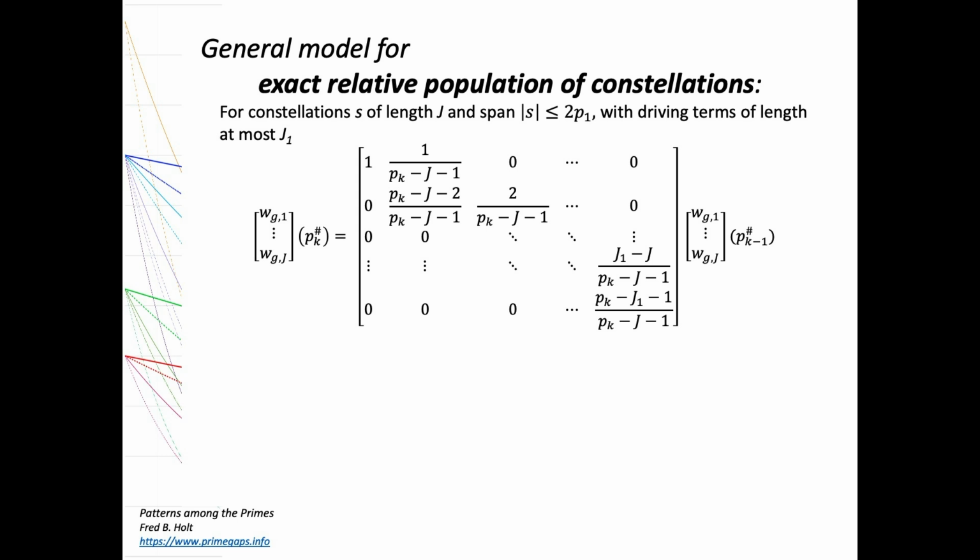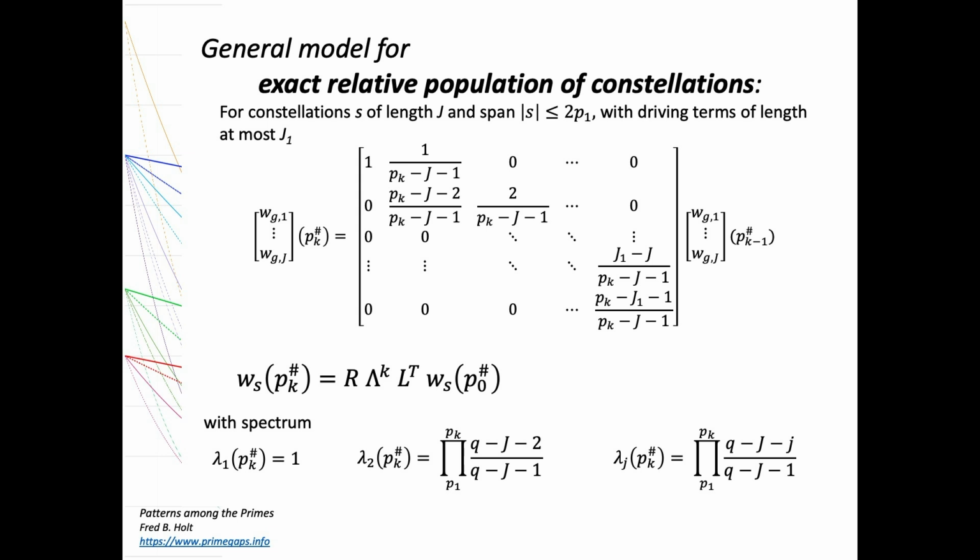So we divide away the super exponential growth, same strategy. Here we divide away by the factor prime minus j minus 1. And this normalizing factor is dependent on the length of the constellations we're studying. We get these relative population models. When we look at the eigenstructure, the dominant eigenvalue is now 1. The subdominant eigenvalue, which becomes the parameter for us, is prime minus j minus 2 over prime minus j minus 1. And then the other eigenvalues are shown there.